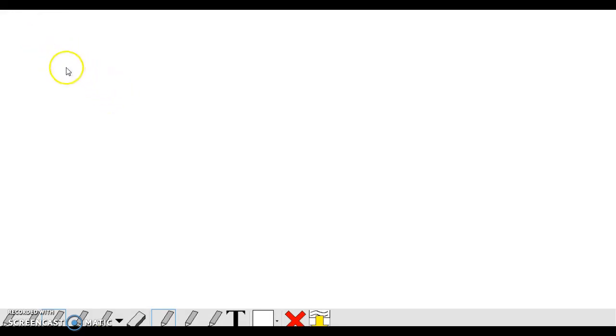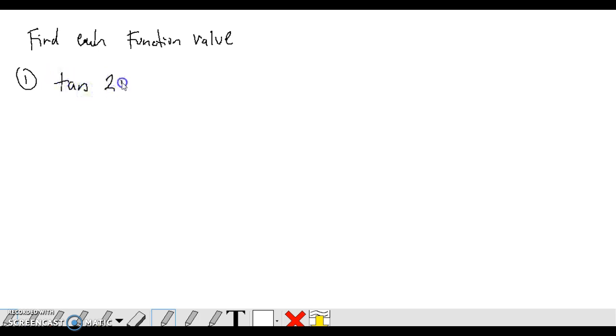Okay, so in this part, what we're going to do is find each function value. And how we're going to do that is we're going to use our strategy from last chapter: find our degree, and then use our special right triangles, so our reference angles. The first problem we are going to tackle is 2 pi over 3. Again, we don't want to plug this into our calculators because we want an exact answer.